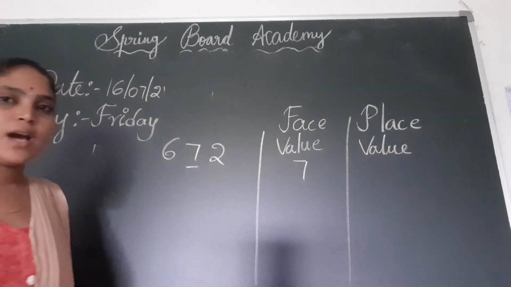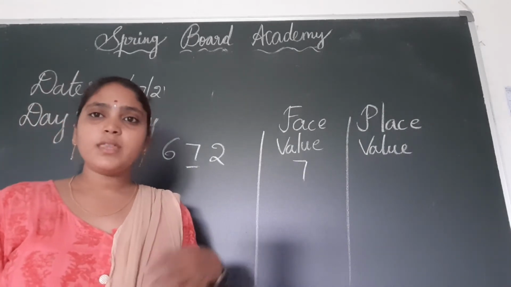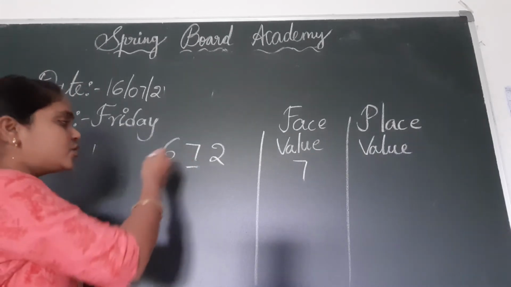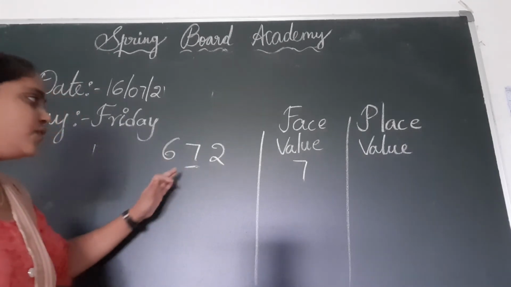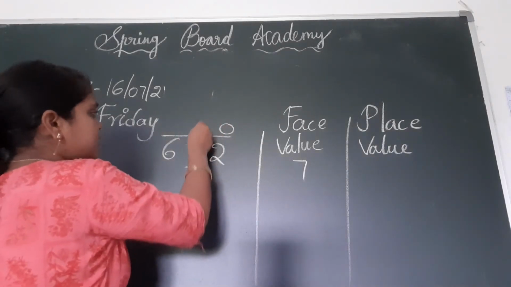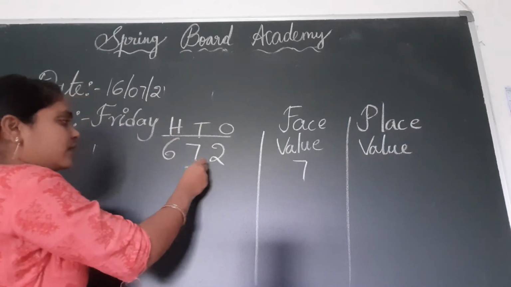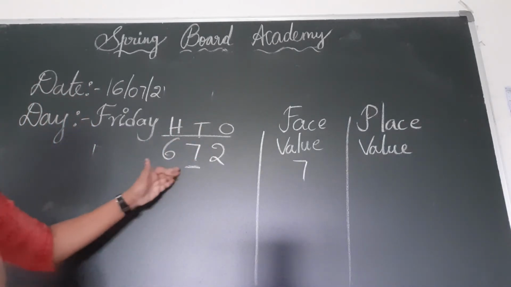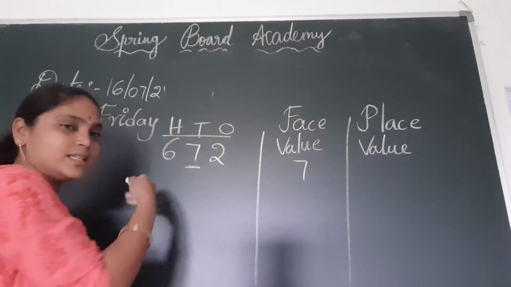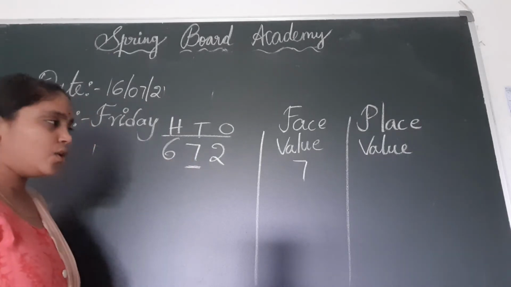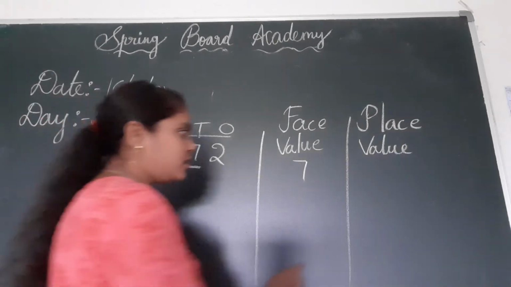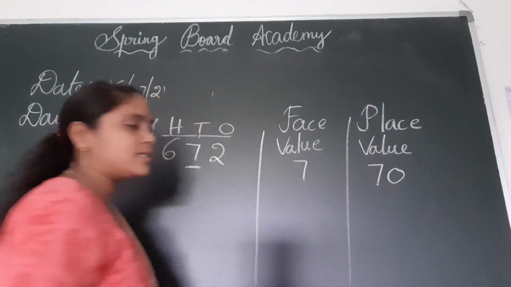Now coming to the place value, it always depends on its place. So check the place, children. Is 7 in the ones place, tens place or hundreds place? You have to check. So 7 is in the tens place. Now, what is the place value of 7? Are we reading only 7? No, 7 is in the tens place, so we read 70. So the place value of 7 is 70.